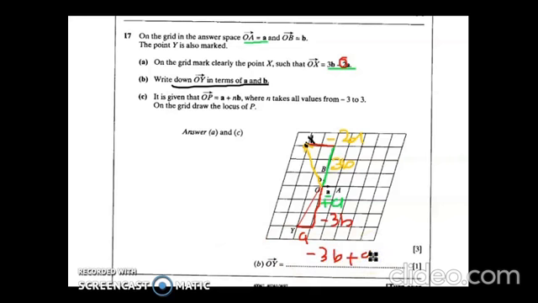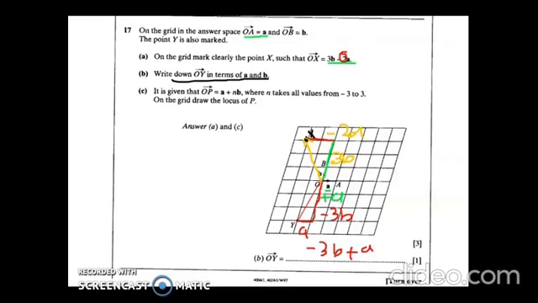Okay. It is given that OP is equal to A plus NB, where N takes all values from minus 3 to 3. On the grid, draw the locus of P. Okay. So right now, I'm not covering this question because this even covers the topic loci. Let's move towards the next question.